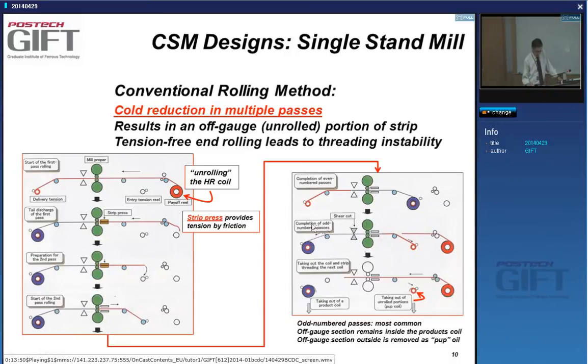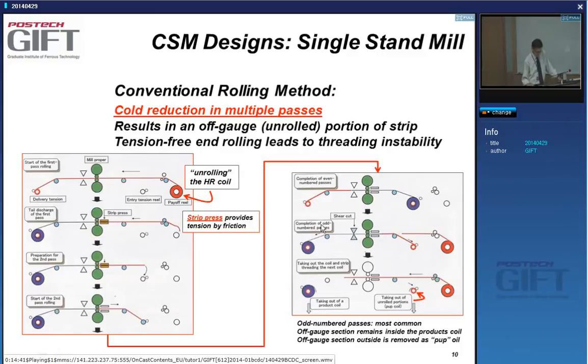So what you do here is you cut it. For instance, in this case, you can see here you will take out this coil, so you come here, yeah. You cut the end, and then you go back, and you roll up what's left. Yes. So here you get a small piece of coil that's off thickness, right? And you call this a pup coil, yes. And on this side, of course, the central part of the coil will be off gauge, will not have the right thickness, okay?